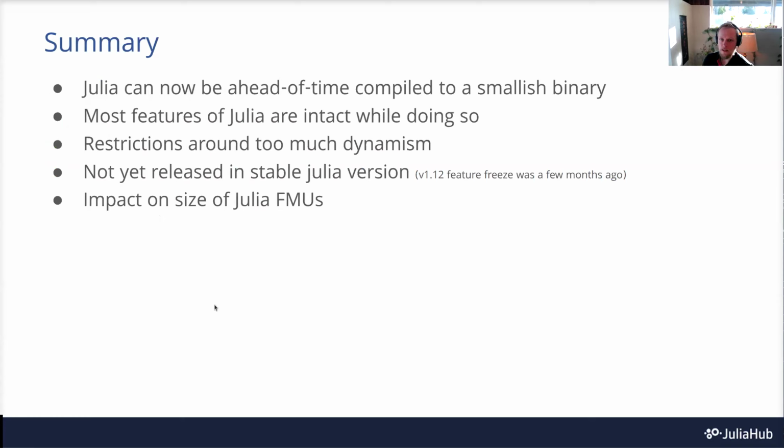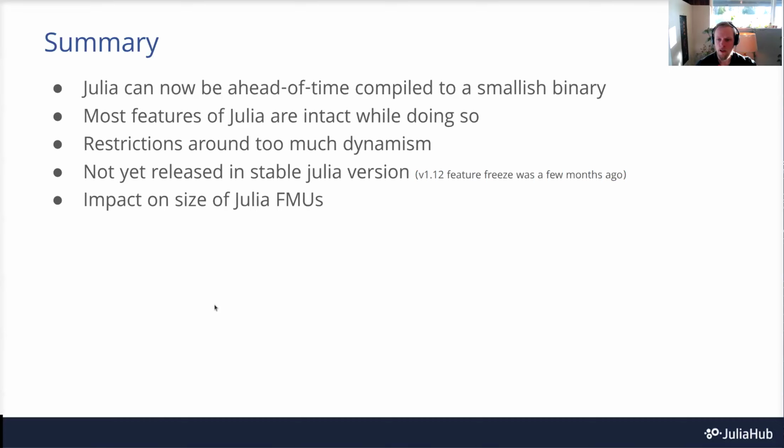All right, so for a summary of this webinar, we have seen how we can today make use of Julia in an ahead-of-time compilation workflow. And we can compile Julia to a small-ish binary. It's not as small as C, but it's certainly small by historical Julia standards.